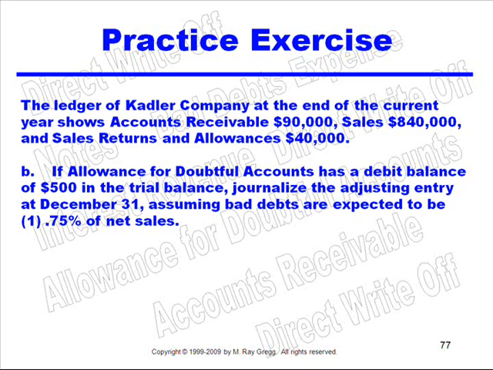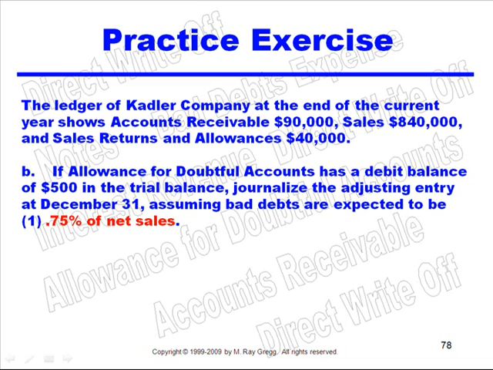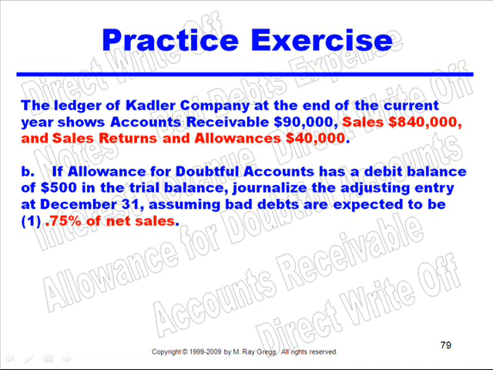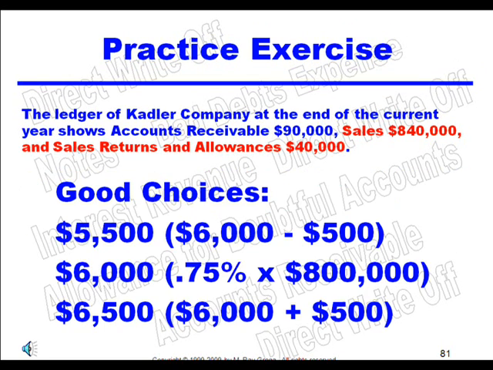Then the instructions are, journalize the adjusting entry assuming bad debts are expected to be 0.75% of net sales. As you know, net sales are $800,000, 840 minus 40. 0.75% of net sales would be $6,000, $800,000 times 0.75%. So we should consider the two other possibilities, adding the balance of the allowance account and getting $6,500, or subtracting the balance of the allowance account and getting $5,500.